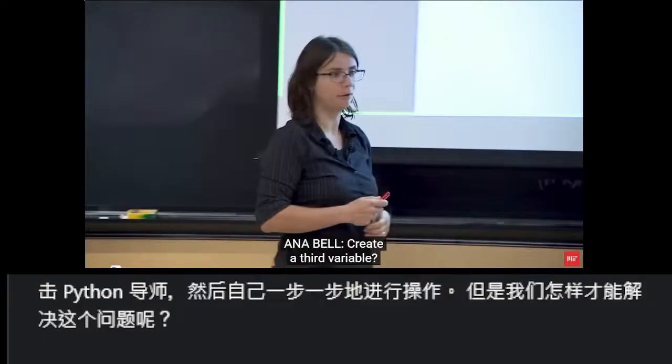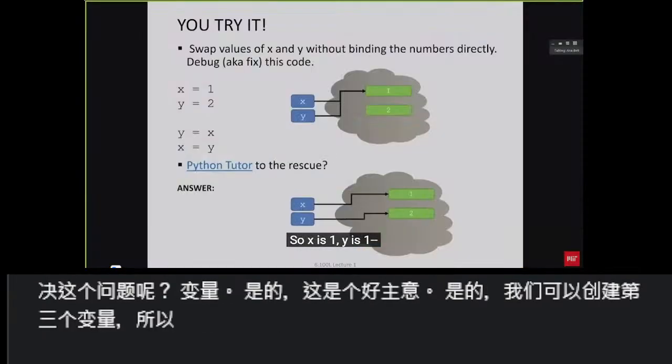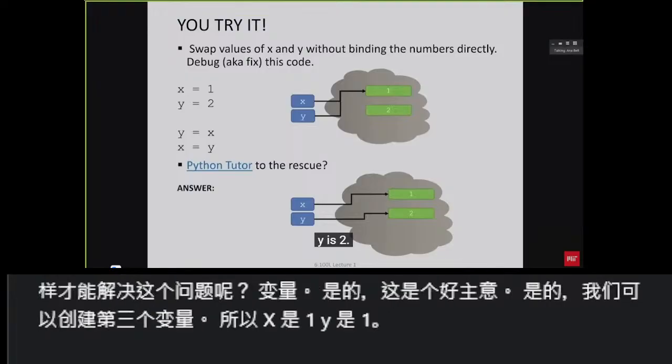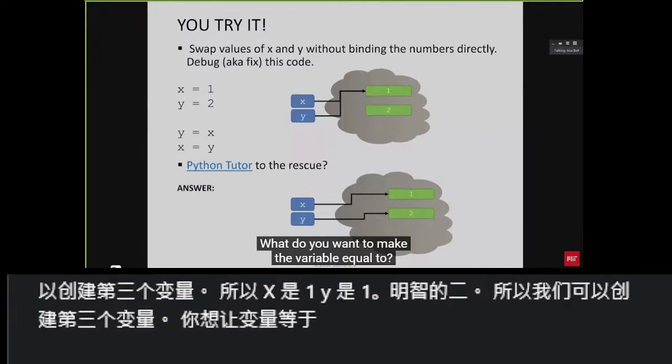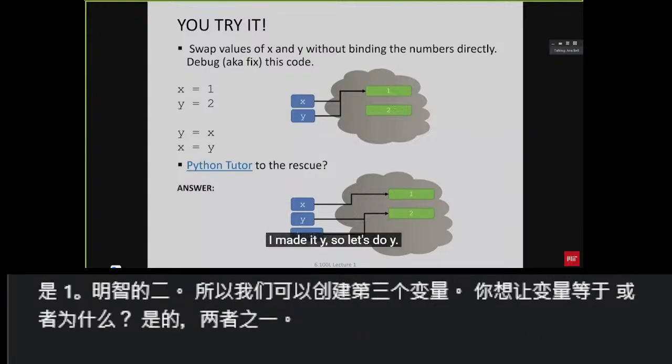Create a third variable. Yeah, that's a great idea. We can create a third variable. So x is 1, y is 2. So we can create a third variable. What do you want to make the variable equal to? x or y? Yeah, either one. I made it y, so let's do y.